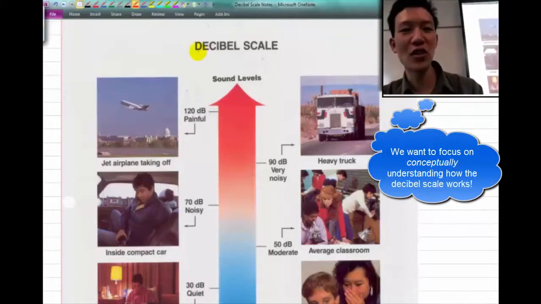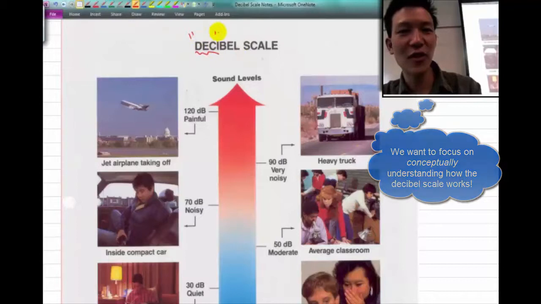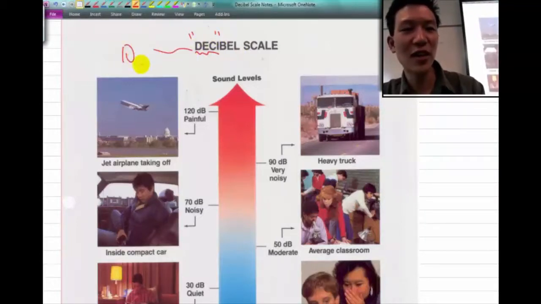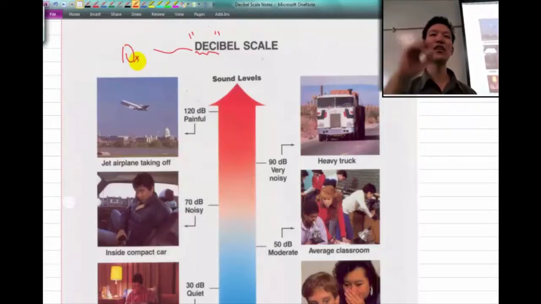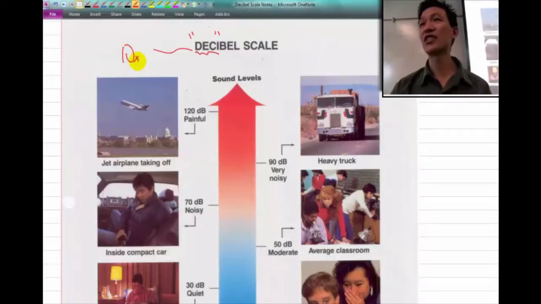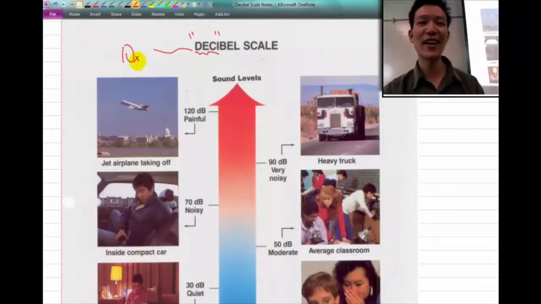So the first thing is notice what's in the word decibel. See how there's this deci? Anyone know what deci means? Deci means 10. And the whole idea is it's based on powers of 10. It's a logarithmic scale. So for every 10 decibels you go up, it's actually 10 times the energy. We'll talk about that in a second.